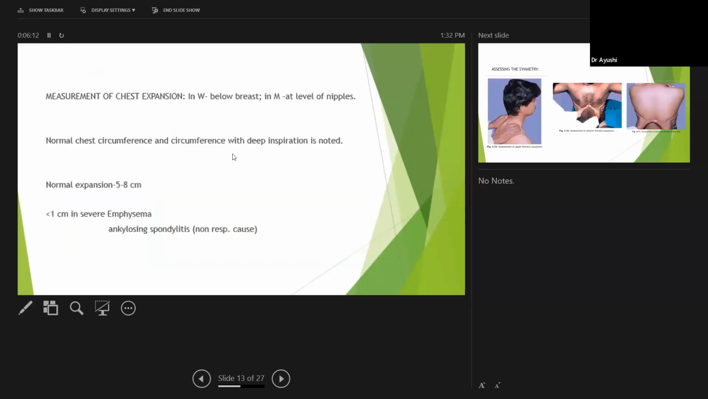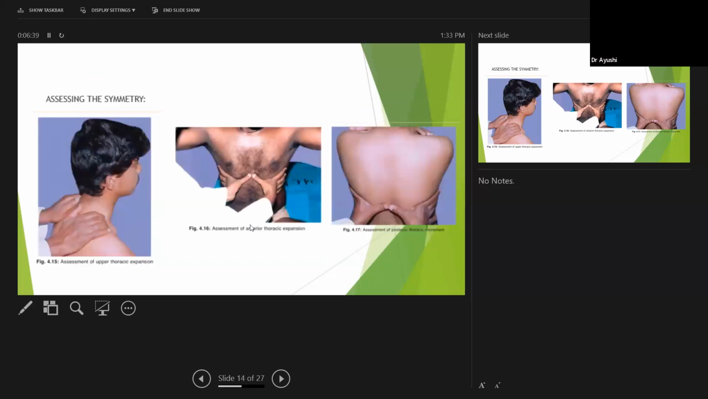Measurement of chest expansion. In women it is measured below the breast, and in males it is measured at the level of the nipples. With an inch tape we measure the normal chest circumference, and then we ask the patient to inspire deeply. Normal expansion is 5 to 8 centimeters, and if it is less than 1 centimeter, it is seen in severe emphysema. And there is one non-respiratory cause also, that is ankylosing spondylitis.